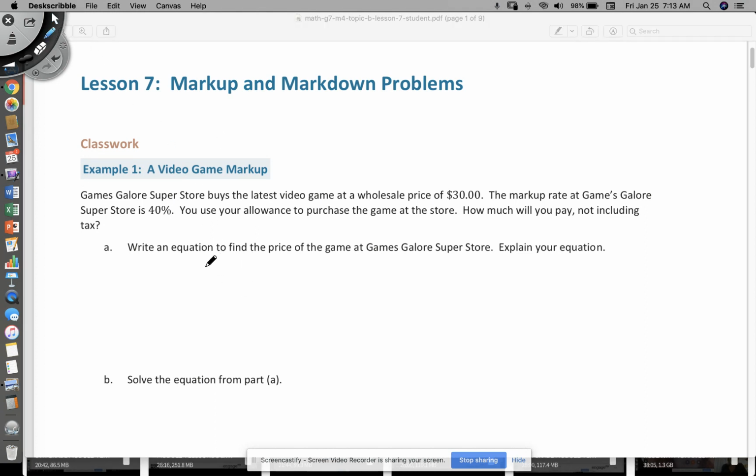Now the equation we're going to use is your whole times your percent will equal your part. And in these cases, for markup and markdown, the part is going to be the number that you add back into the wholesale price or the number you take away from the wholesale price. When we take away, that would be like a markdown. That's going to be like a discounted item.